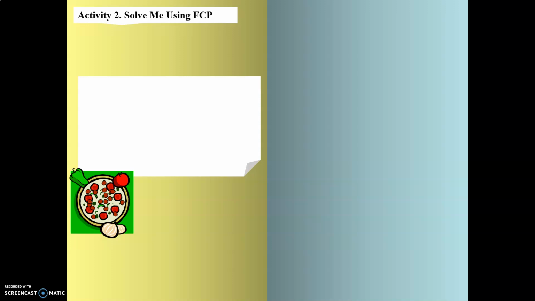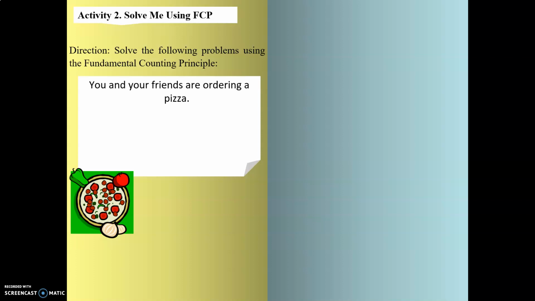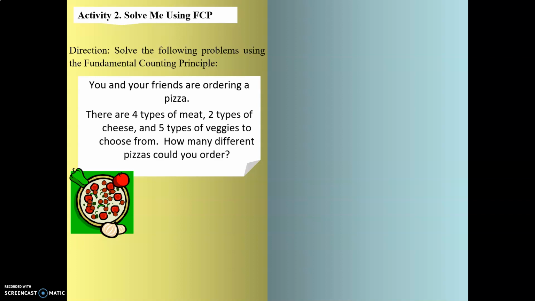Let's have the second activity, solving using the fundamental counting principle. So we simply have to solve the following problems using the fundamental counting principle, which is the fourth way in organizing probability of events. So here's the problem. You and your friends are ordering a pizza. There are 4 types of meat, 2 types of cheese, and 5 types of vegetables to choose from. How many pizzas could you order?